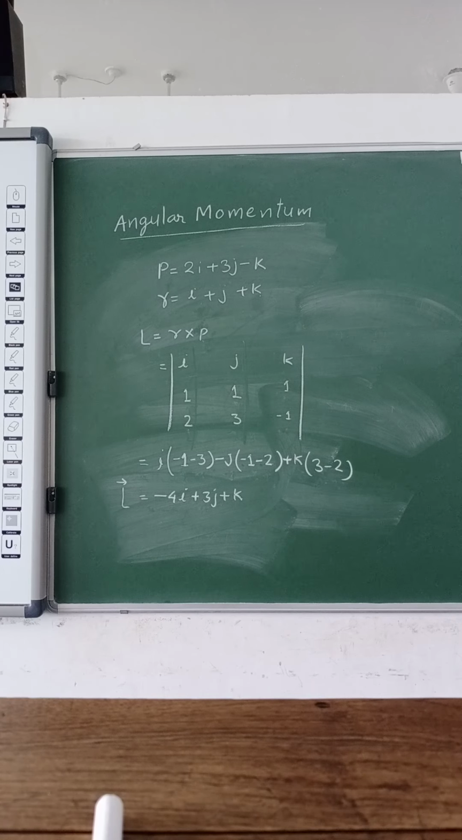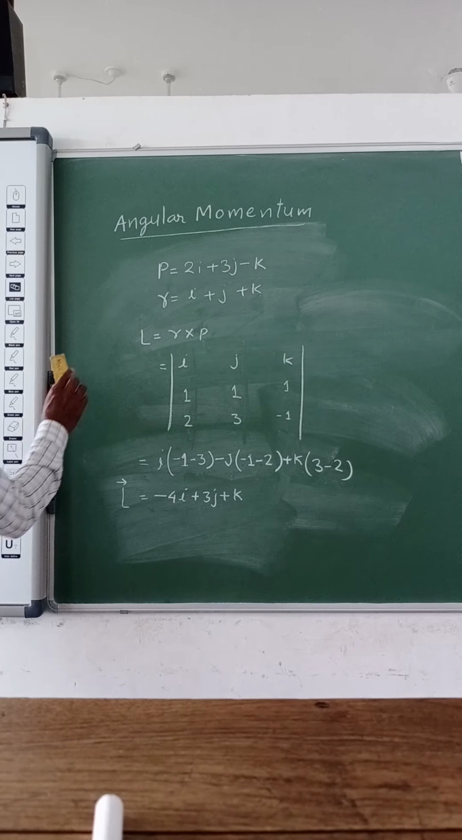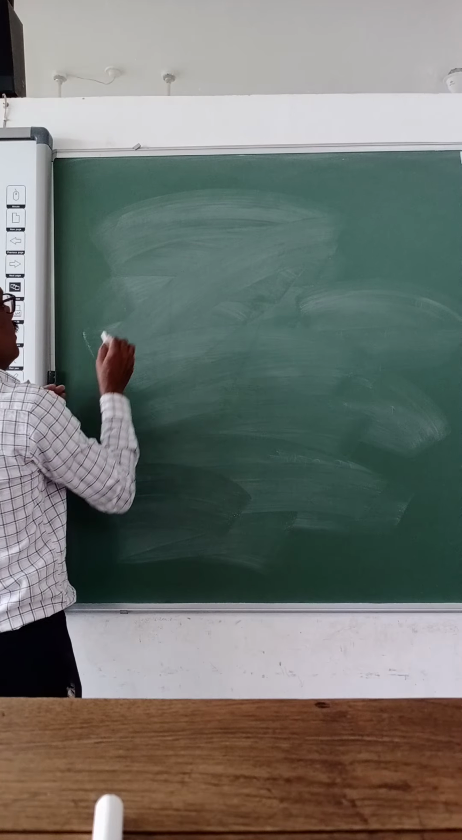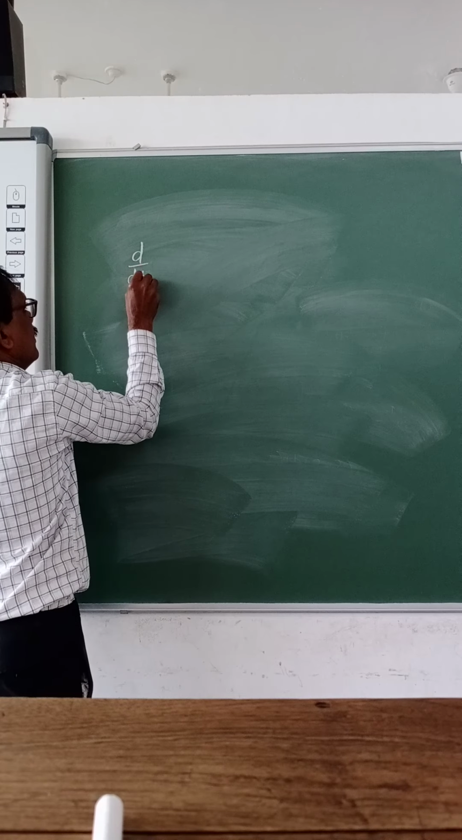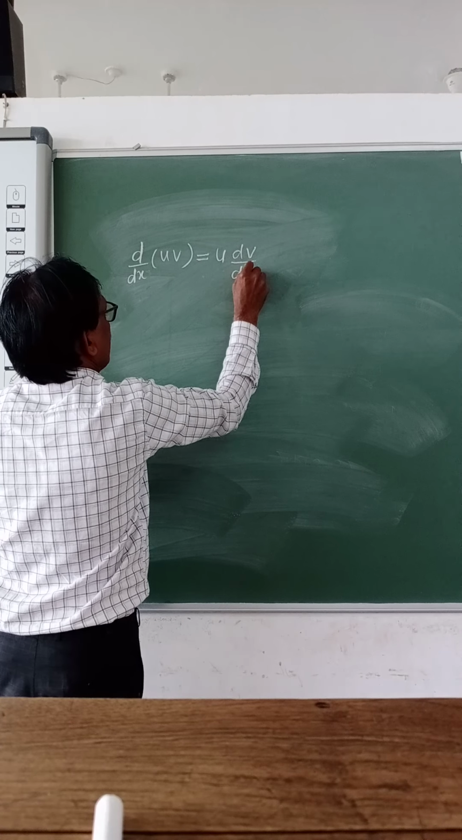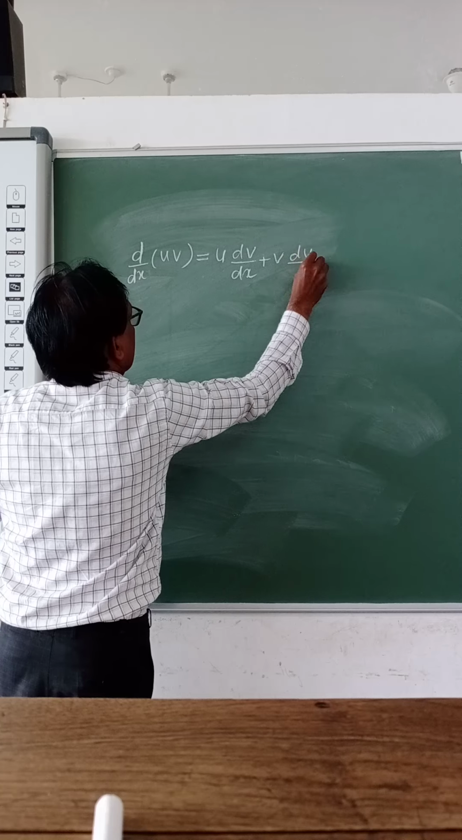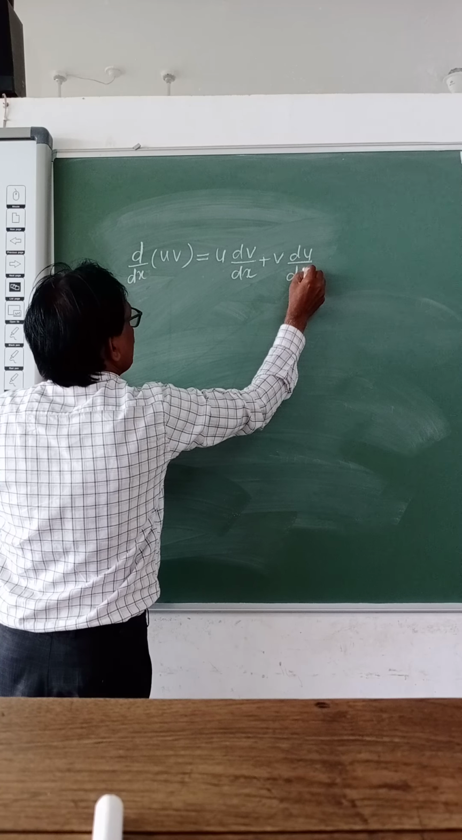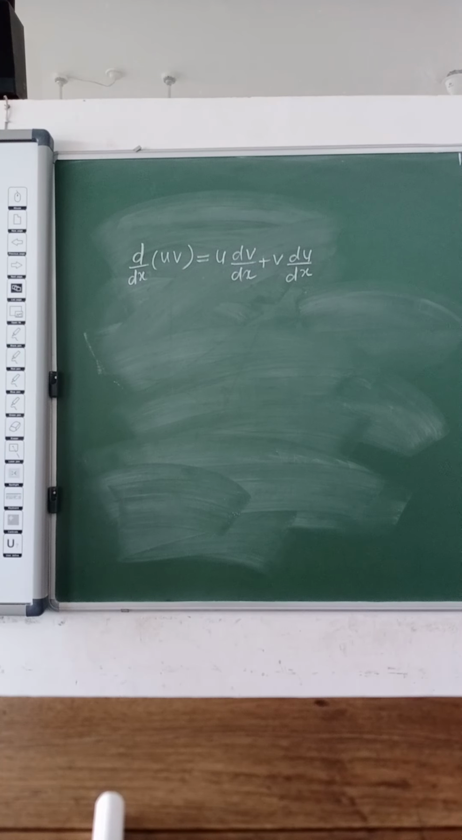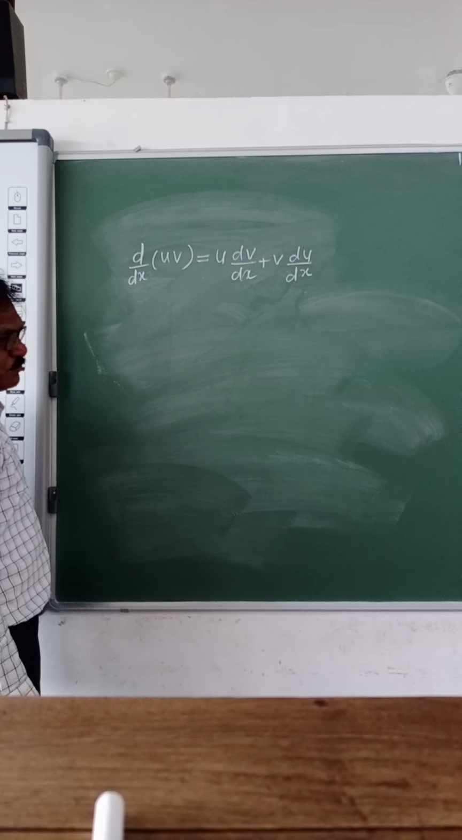For that we will require the derivative of the product of two vectors, R cross P. The product rule for d by dx of uv is first function into derivative of second function plus second function into derivative of first function. This is called the product rule, used to find the differentiation of two functions when they are in multiplication. The rule exists for division also, but this one is for functions in multiplication.